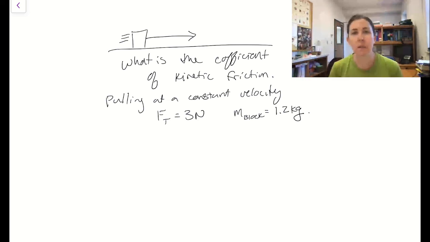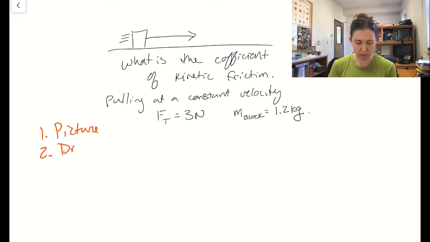The mass of the block is going to be 1.2 kilograms, and the pulling force moving it at a constant speed, the force of tension, will be 3 newtons. Okay, so first things first, we draw a picture. Then the second step is going to be to draw a free body diagram. So I'm just going to draw mine down here.